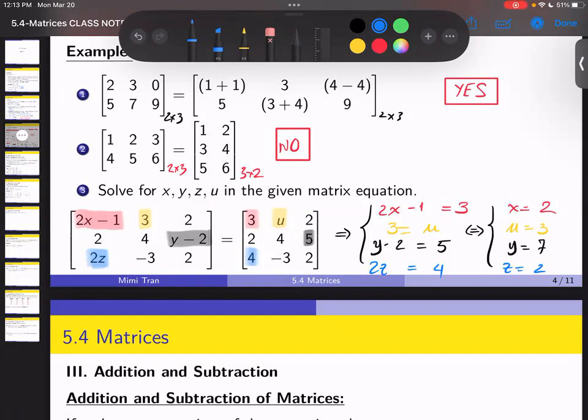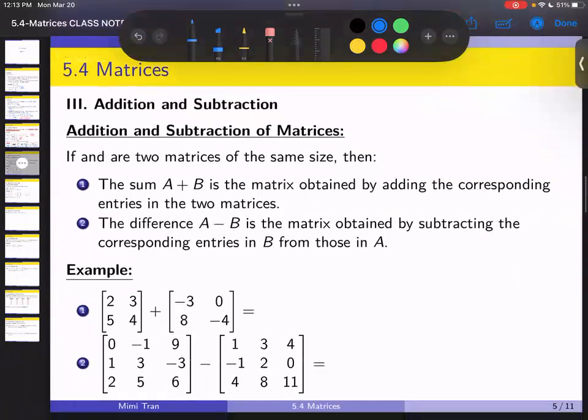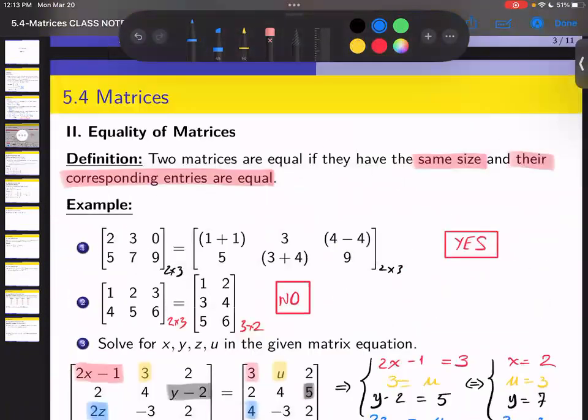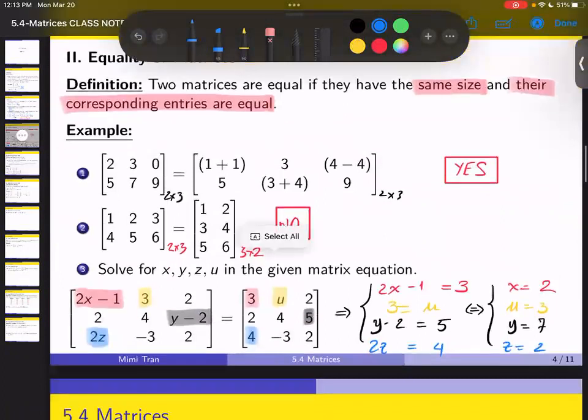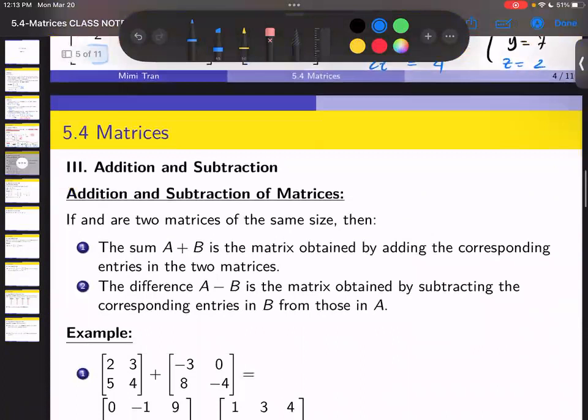Any question up to this point? So that's comparing two matrices. If they're equal, you can set each of the entries equal to each other and then solve out the variable.